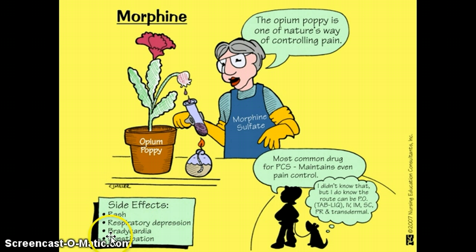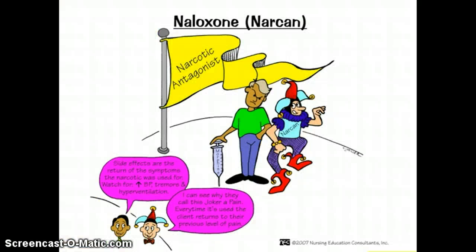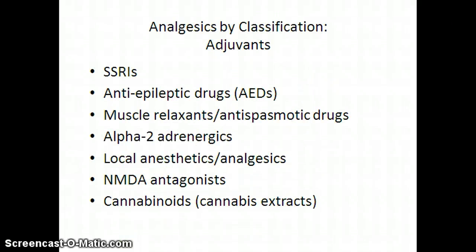The side effects, however, rash, respiratory depression, bradycardia, constipation, we do need to be watching for those, especially for respiratory depression if we are giving our patient IV push or a PCA. Narcan, as I said earlier, is going to be your antagonist to reverse the effects of the morphine, so be cognizant of that as well.